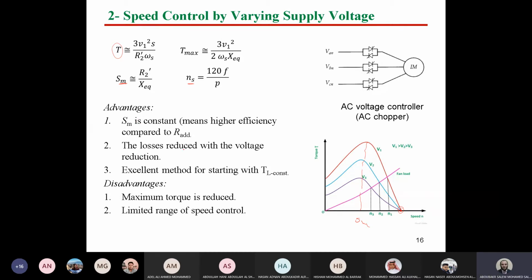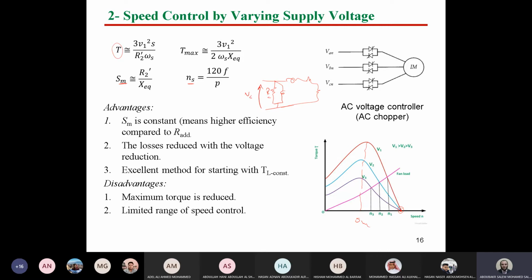Number two, the loss is reduced with the voltage reduction. Why is the loss reduced? You know, core losses are proportional to the applied voltage. From the equivalent circuit of the machine, you have the resistance of the core here, and you have the magnetization reactance, and then other parameters of the machine. So here you have R core, and here you have the applied voltage.